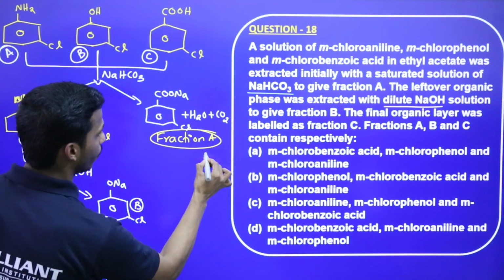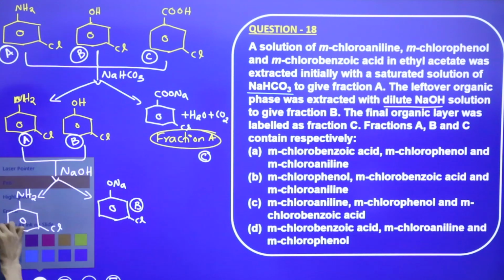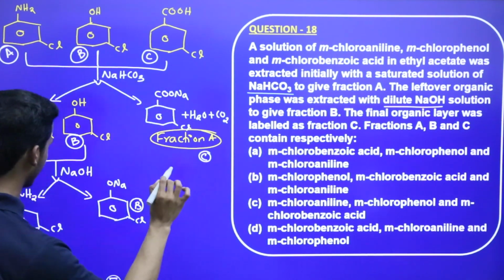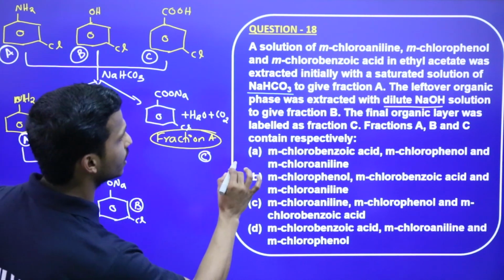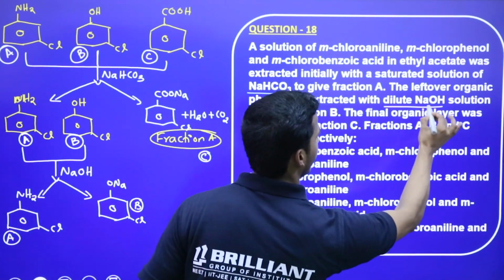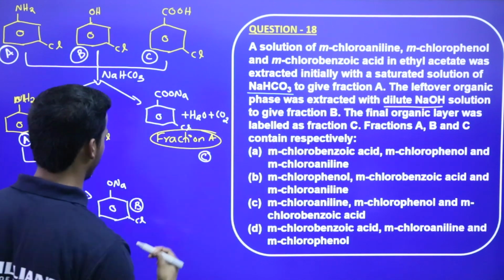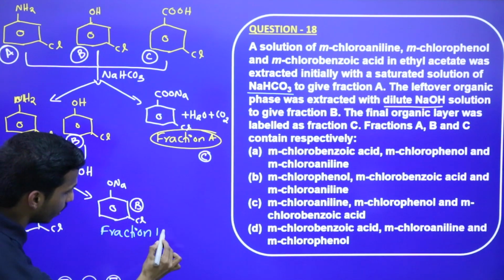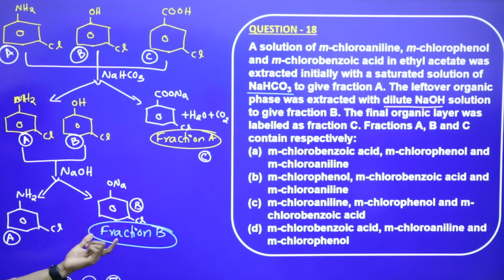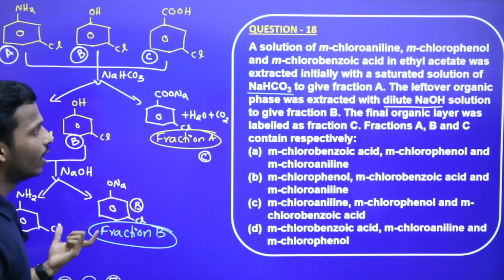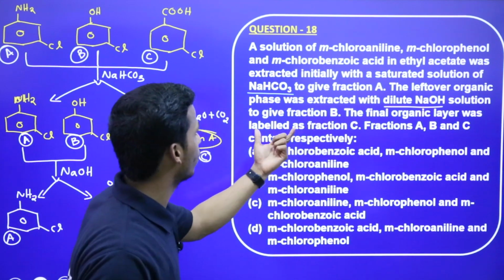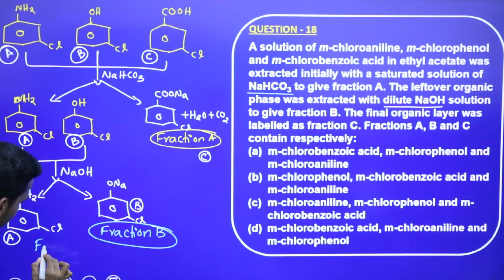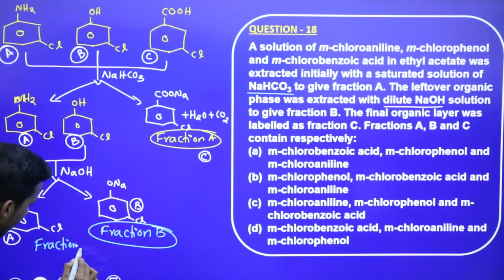And here, which compound is reacting? The compound C. Okay, fine. The question says the final organic layer was labeled as fraction C. Okay, so what about this? Yes, if you treat it with a dilute NaOH solution to give a fraction B. So which is the fraction B? This one, because it is reacting with the NaOH. And what about the final organic layer labeled as fraction C, which is not reacting with both of them, this one. So that is your fraction C.